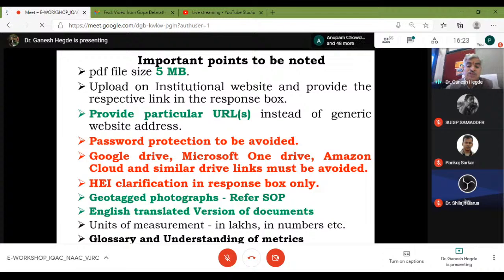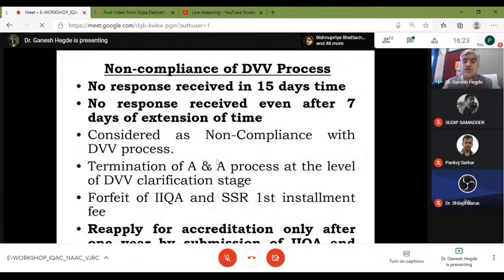In the case of a government institution, it may be submitted by the competent authority or the auditor. On non-compliance with the DVV, if institutions are not complying within 15 days, up to a maximum of 21 days, many times an email or reminder will be sent to the institution.